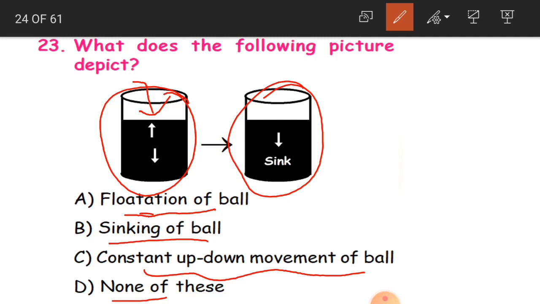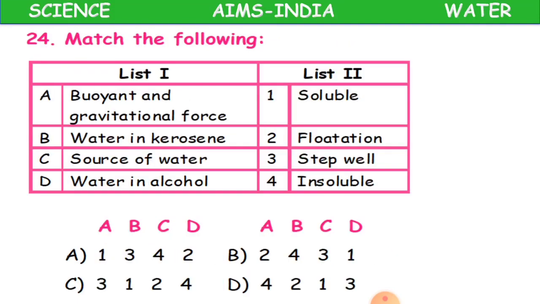What does it do? It is going to sink, because the ball is of heavy weight. When it is just placed in the water, it is going to sink. So sinking of the ball is the correct answer. That is the B option. Clear, children? Now we'll go with the match the following, the 24th question.